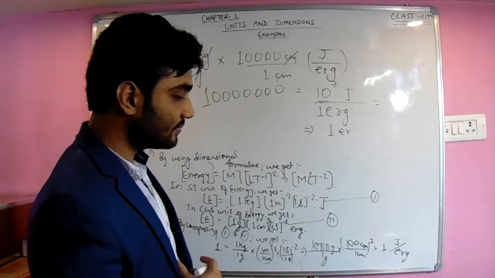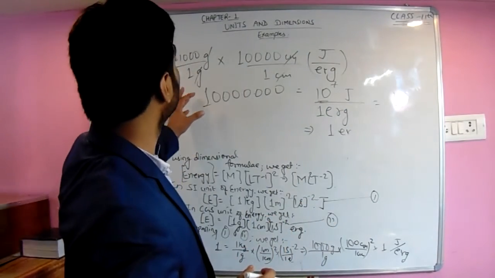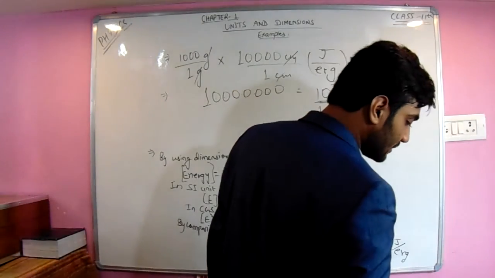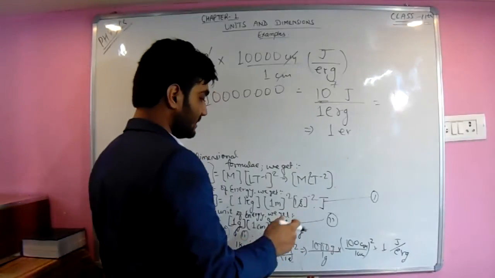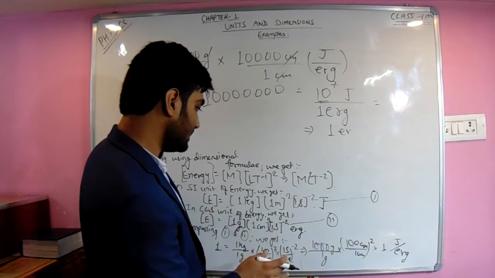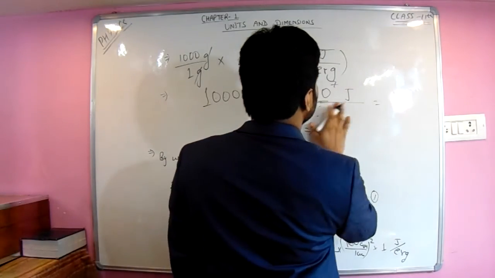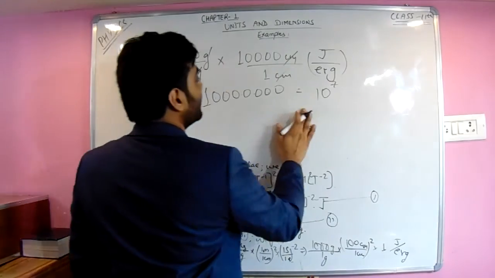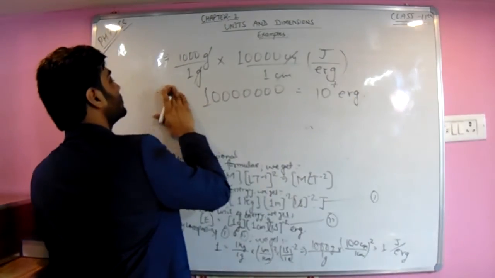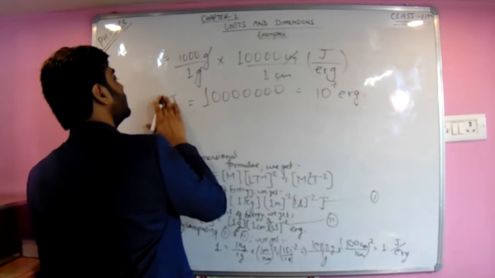Oh, it became opposite. We have to change this. 1 joule is in 1 erg, erg is in the denominator. 1 joule. Yes, this is right. So we write 1 joule is equal to 1 erg.